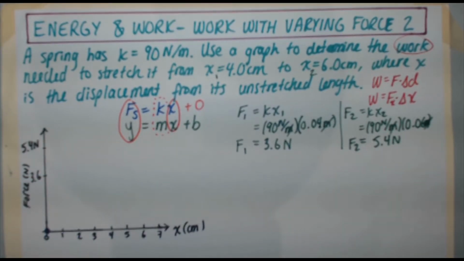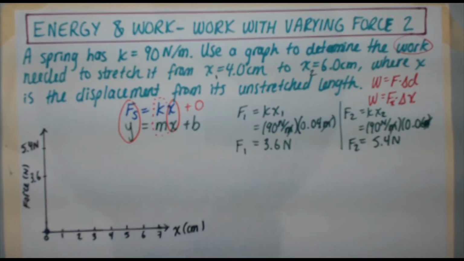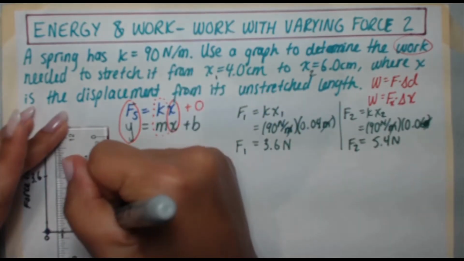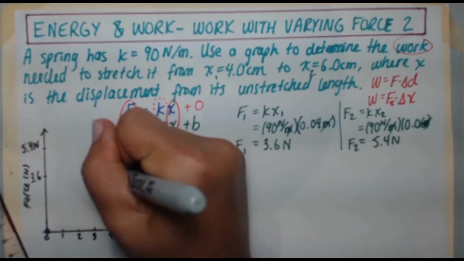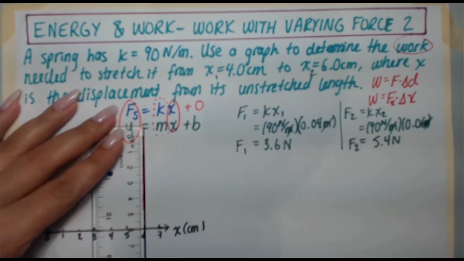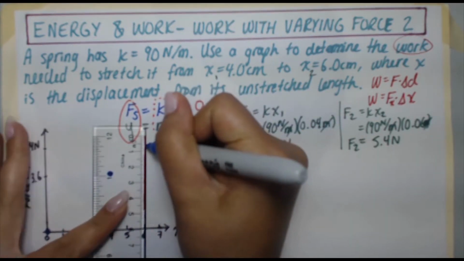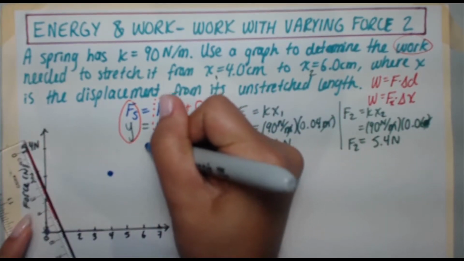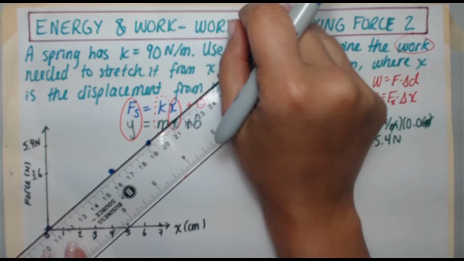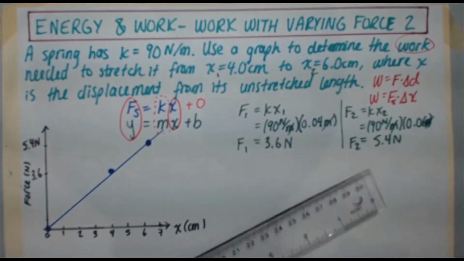The other 2 points we know is that when it's stretched 4 centimeters, we have 3.6. So let me just draw that point in. I want to be accurate here. So 3.6, of course it's lining up with that. And then when you stretch it to 6, it's 5.4. Okay, so I've got 3 data points. I'm going to connect them and make a straight line. Okay, so there we go.